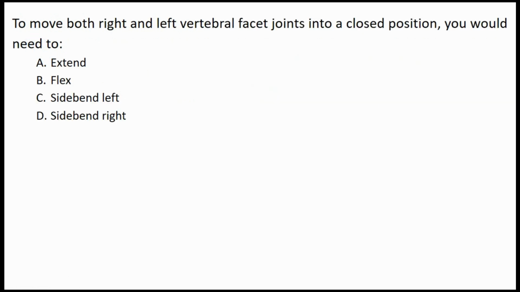All right. A little bit of a callback here. Don't freak out. Just take a moment and think it through. Unpause when you're ready. All right, so if we are extending our back, that's locking our vertebral facet joints into a closed position. So A is the correct answer. Flexing our torso forward would open the vertebral facet joints, and side bending one way or the other would open one and close the other. So if I side bent left, I would be closing my left facet joint and opening my right facet joint, and the opposite for D.